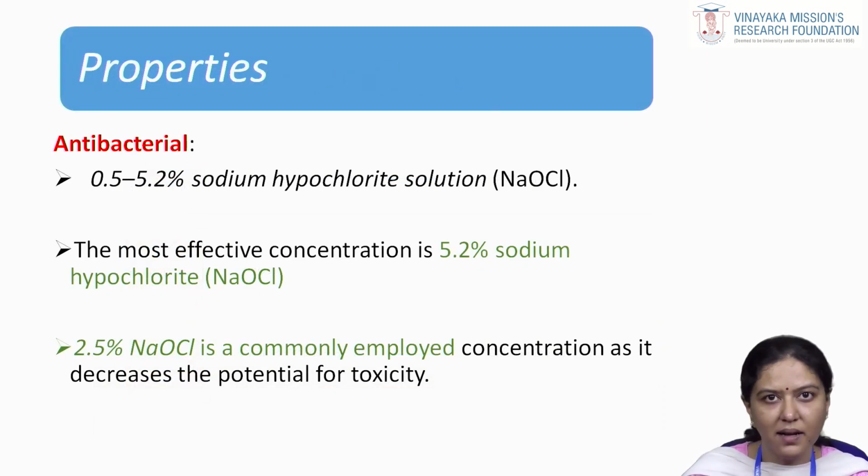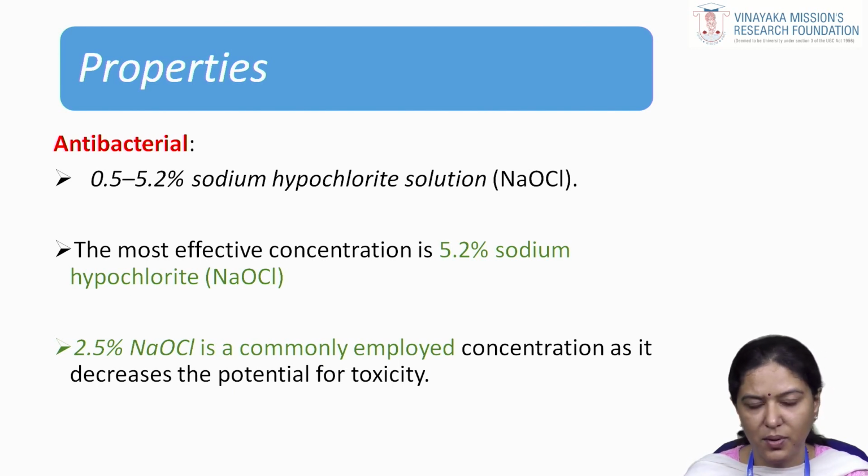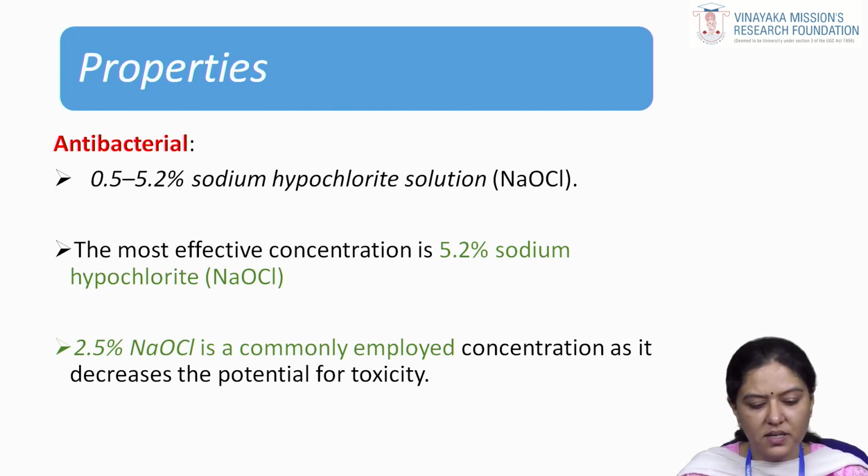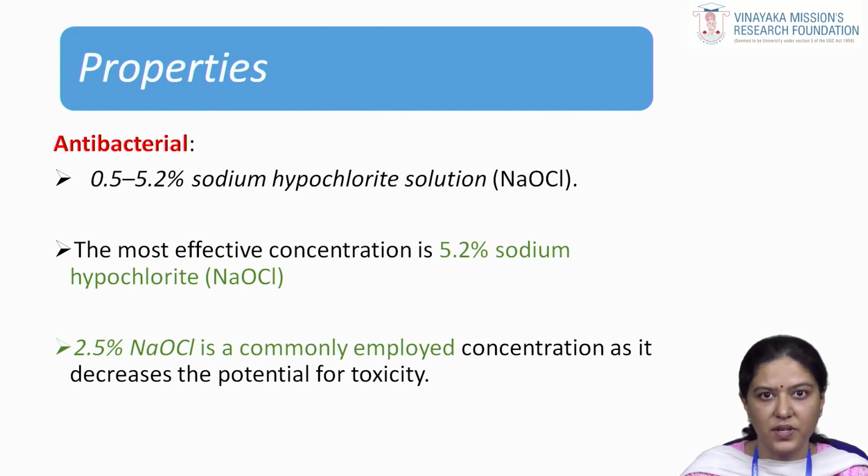Properties. Antibacterial activity is mainly dependent on the concentration of hypochlorite. 0.5 to 5.25% sodium hypochlorite can be used as an irrigant in root canals. The most effective concentration recommended is 5.25% sodium hypochlorite. 2.5% hypochlorite is commonly employed in concentration as it decreases the potential toxicity to the tissues.